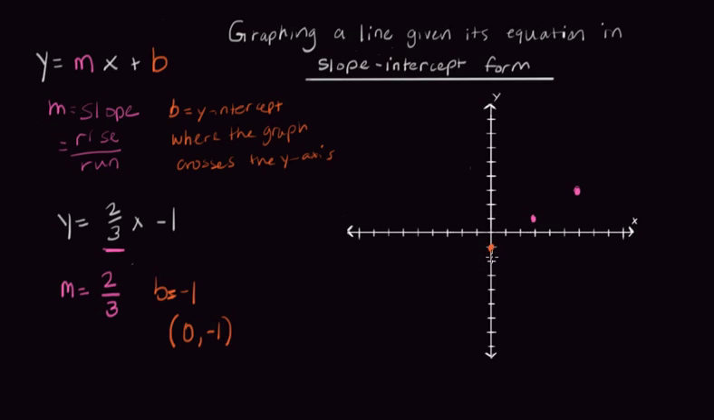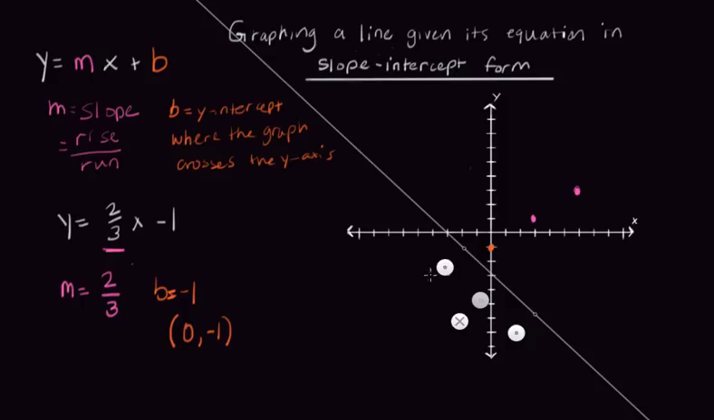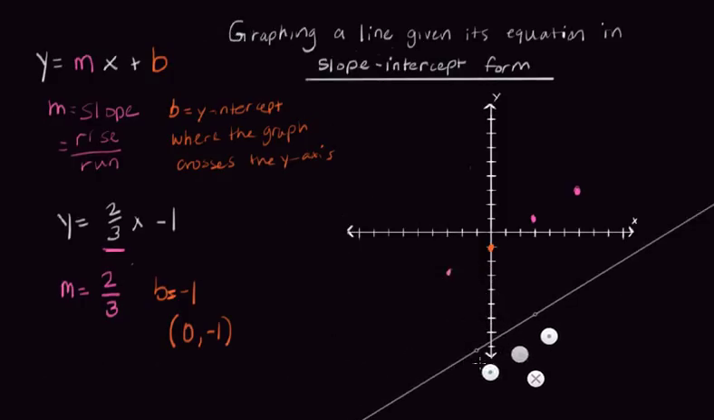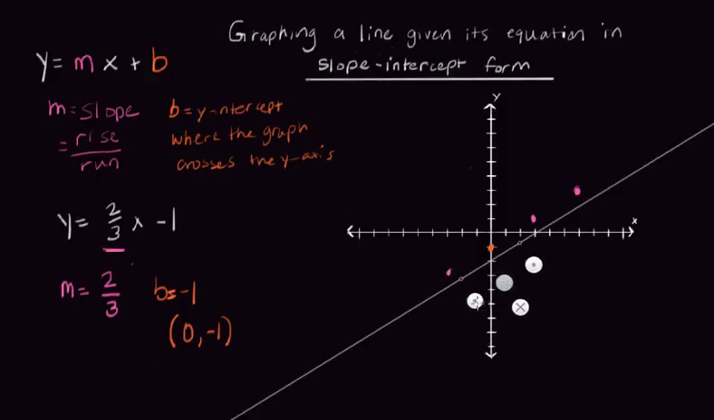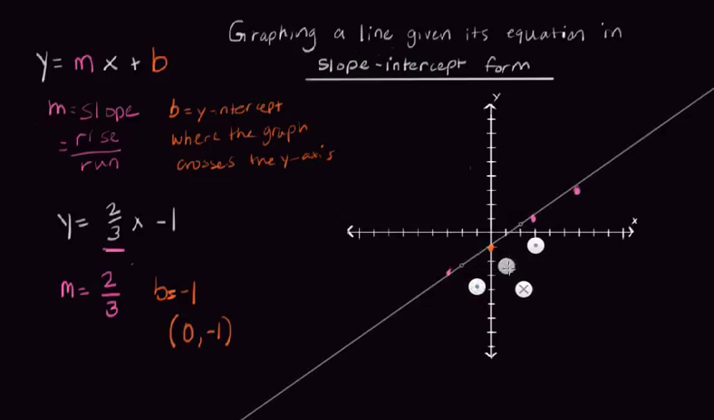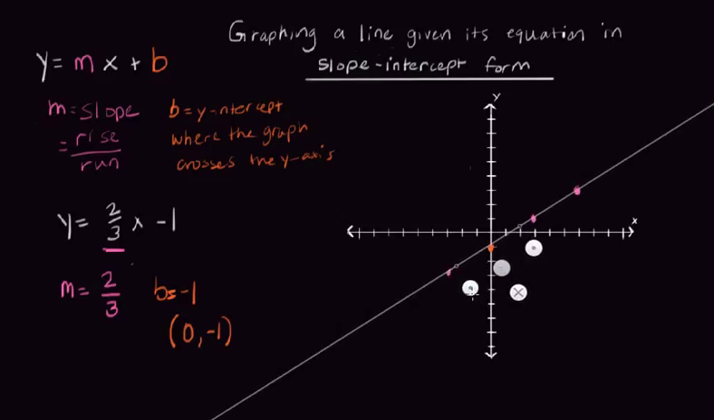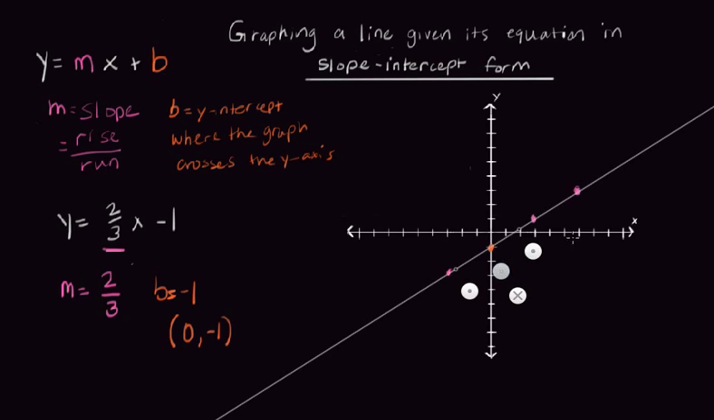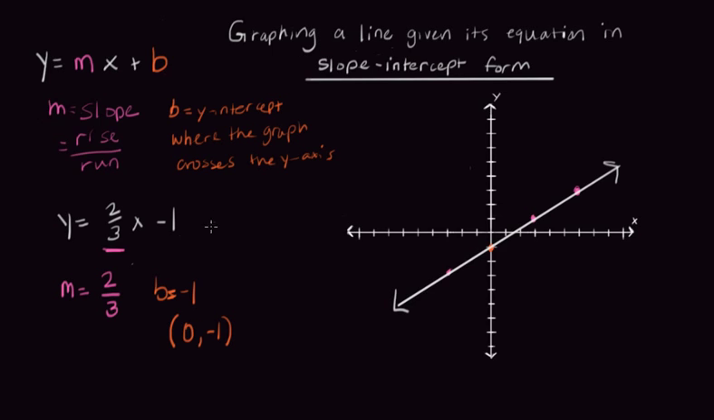And then remember that we can also go down 2 and to the left 3, which is like -2 over -3, which is the same as 2/3. And then I'm going to use my ruler tool here. You can use a ruler or just use your best sketch. And draw the line. And that is the graph of y equals 2/3 x minus 1.